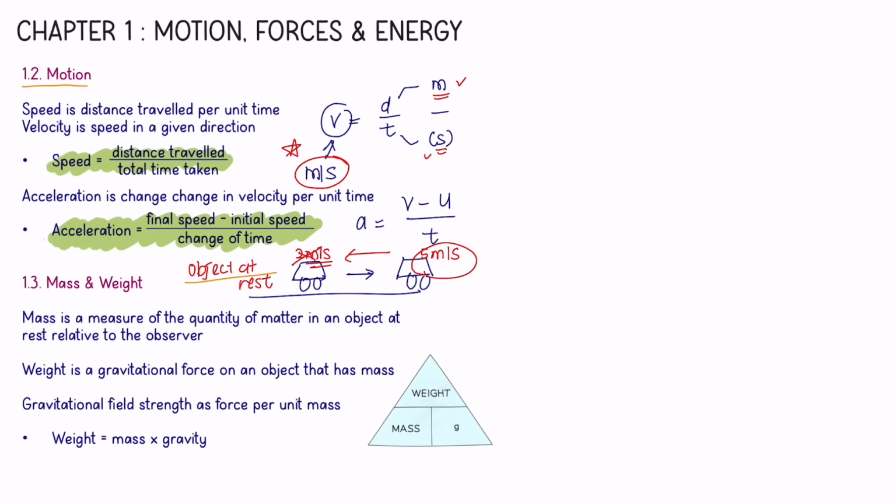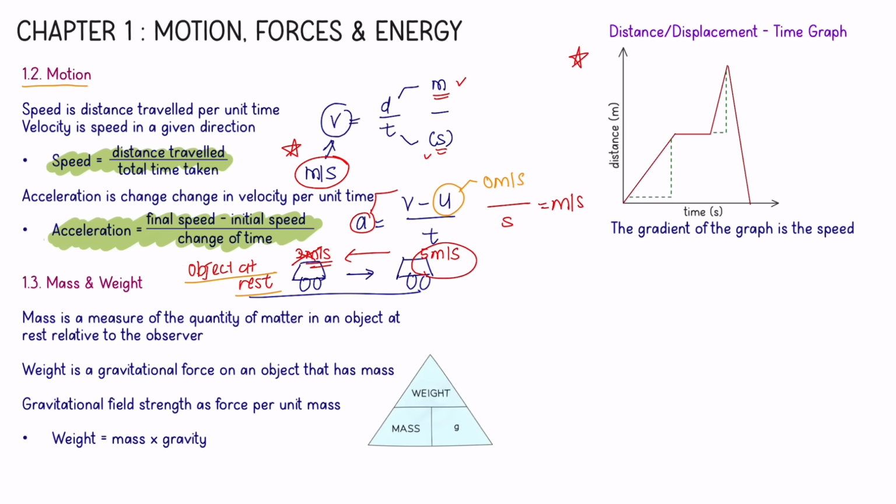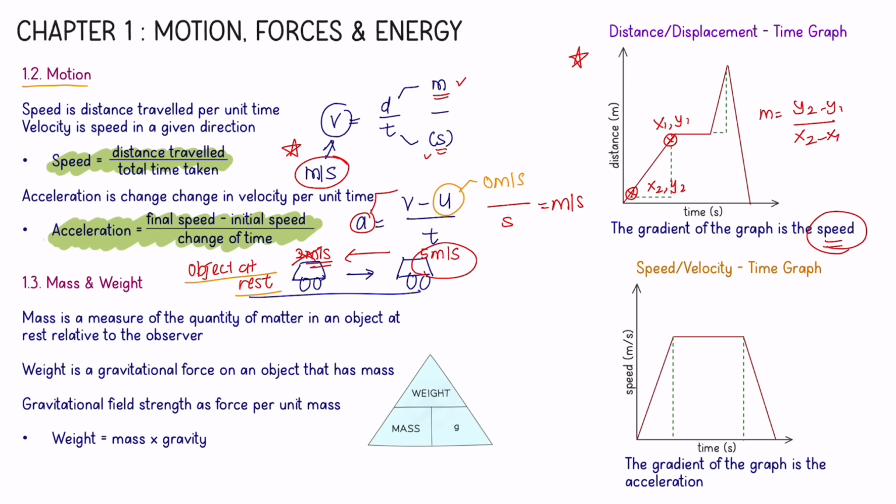If the question gives you information such as object at rest, this means that the initial velocity here would be 0 meters per second. And the unit for acceleration is meters per second over second, giving us meters per second squared. Sometimes you may be asked to calculate speed from a distance time graph, and you can get the speed by taking 2 points of the graph and then use the formula of gradient to get the speed. And if you're given a speed time graph, the gradient of this graph will represent its acceleration.